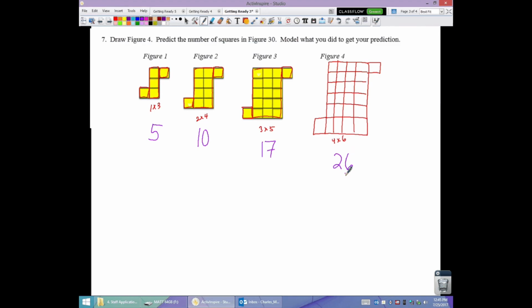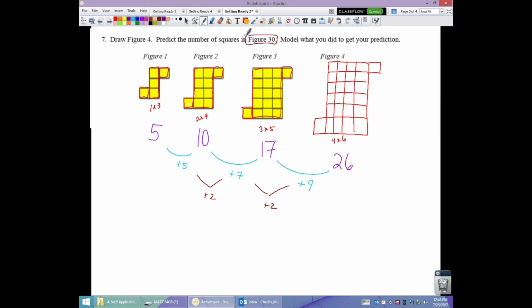So what kind of pattern is showing up here? Well, that goes up 5, up 7, up 9, and I end up with a quadratic pattern. My constant second difference is 2. A quadratic pattern. So I need to extend that all the way to figure 30. Well, I'm certainly not going to draw those, but I could tell you what figure 30 would look like.